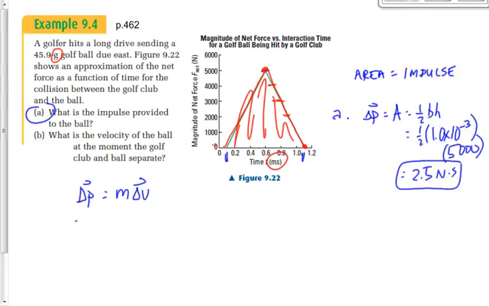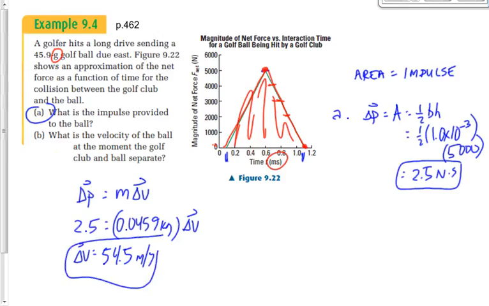We know the impulse is 2.5. We know the mass is 0.0459 kilograms. You could solve for the change in velocity, delta v. When we do that, divide 2.5 by 0.0459, we get 54.5 meters per second. The change in velocity of the ball was 54.5 meters per second. It was at rest. So if the change is 54.5, then the final velocity will also be 54.5. There's my answer.